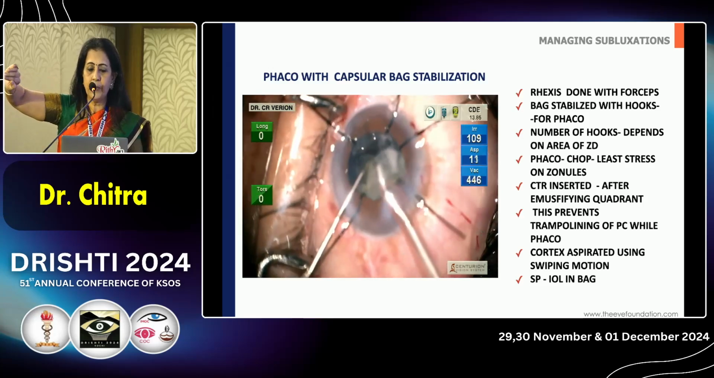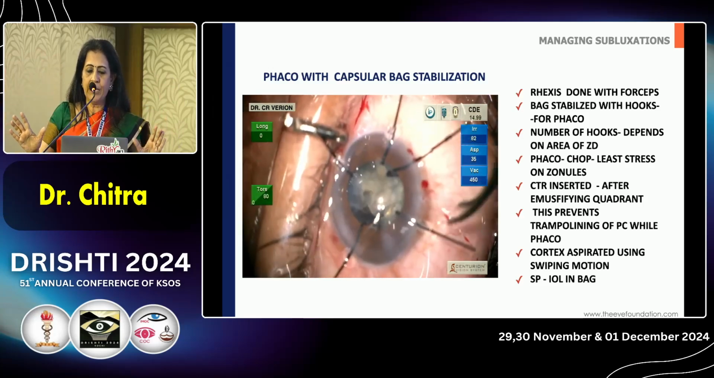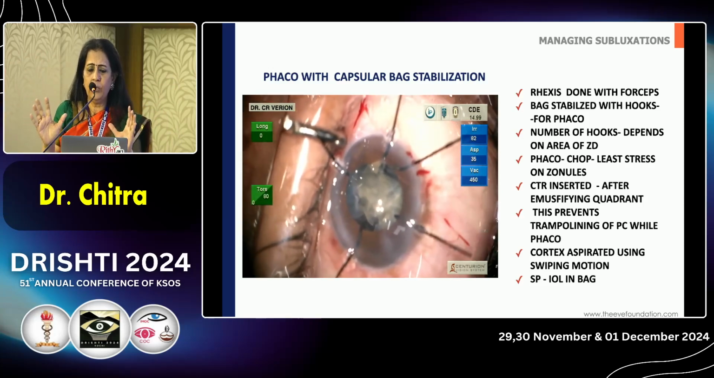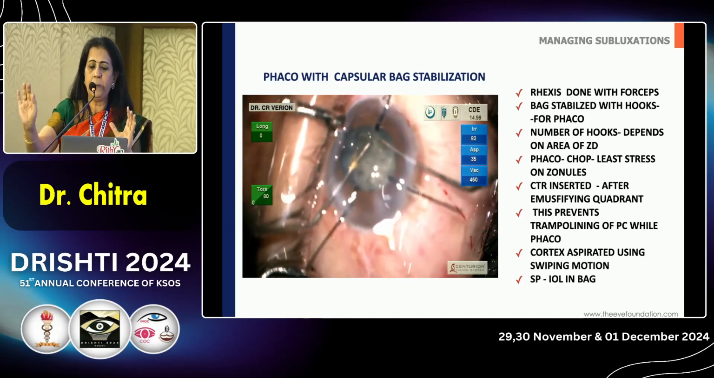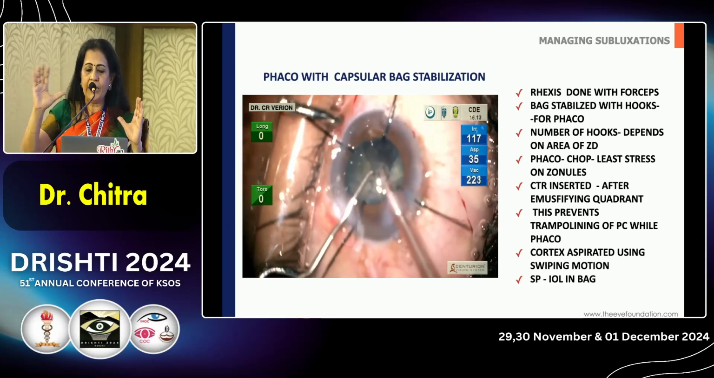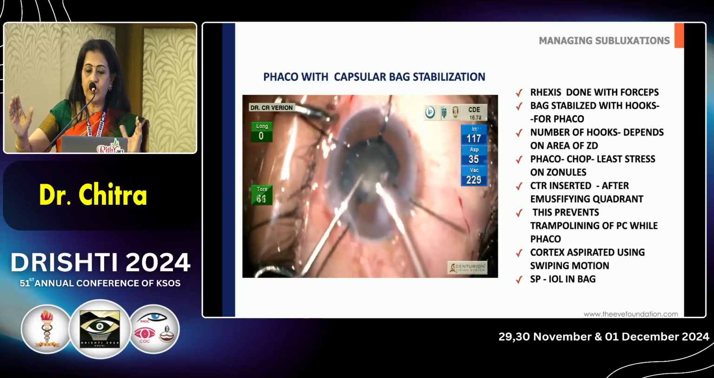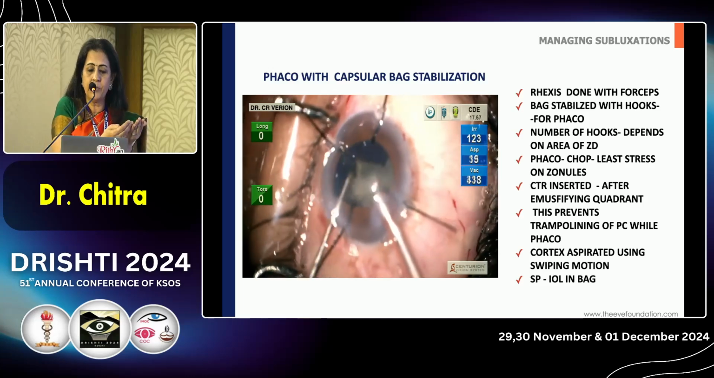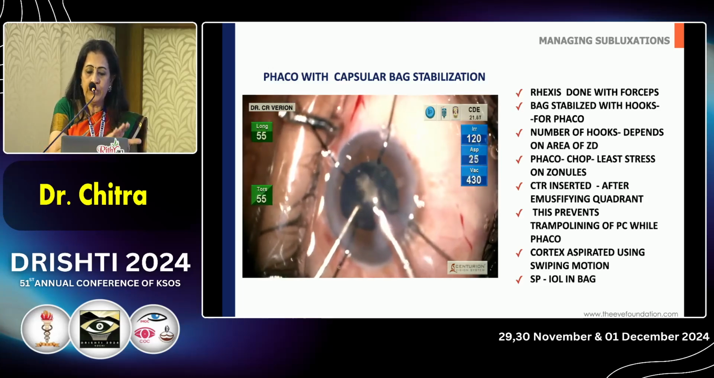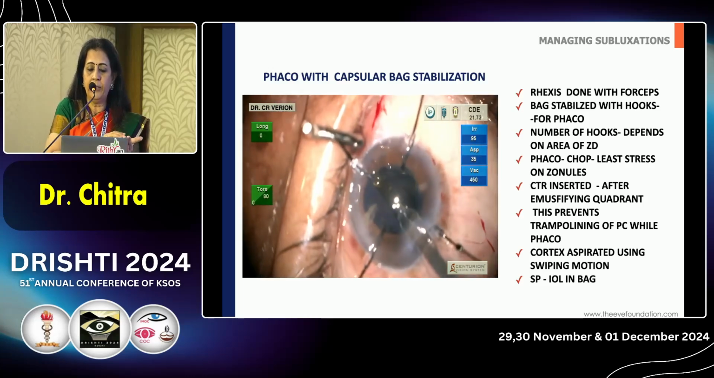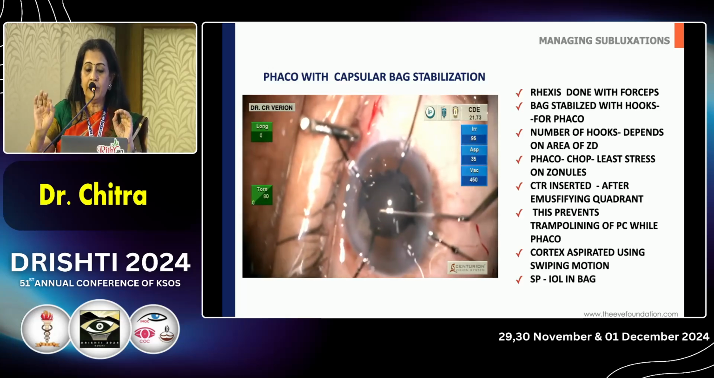So I place a capsular hook, I stretch the capsular bag. Then again I feel no, I can't do phacoemulsification. I need to place a CTR, I need to stretch the bag, I need to support the capsular fornix. And then I do a supracapsular phacoemulsification, keeping my phaco probe in the pupillary area. And then I put my lens inside.